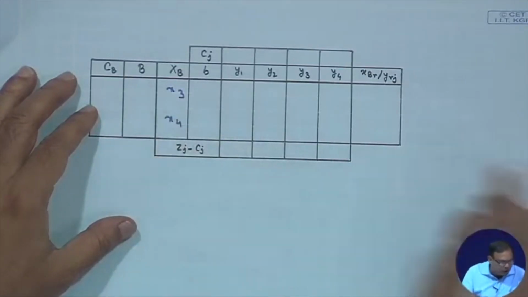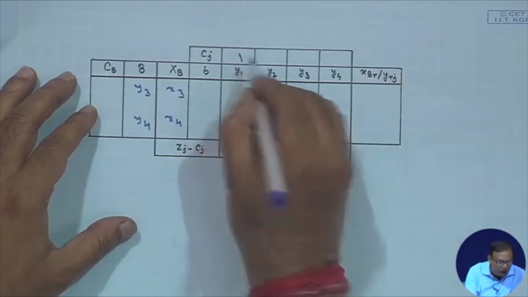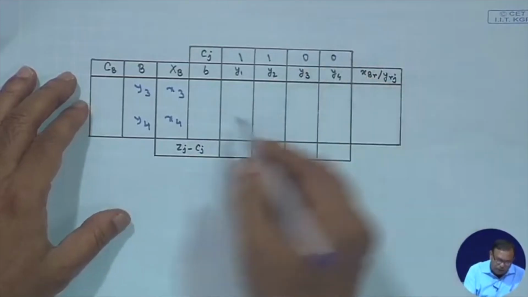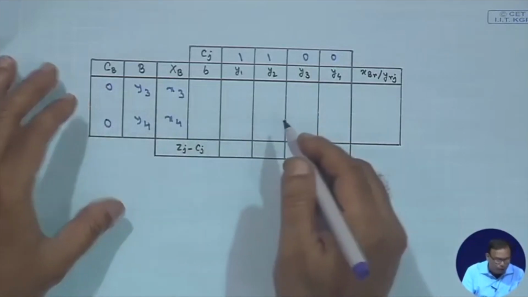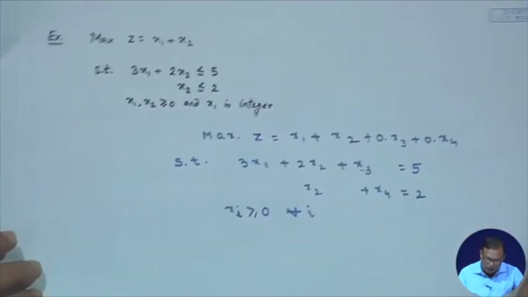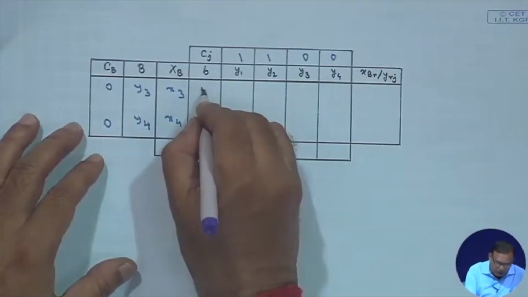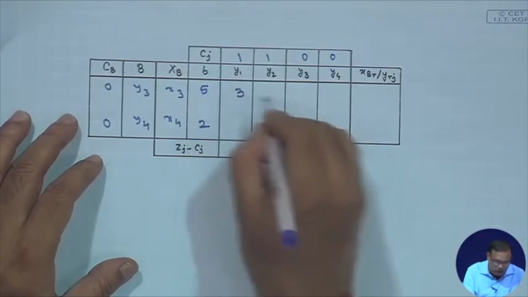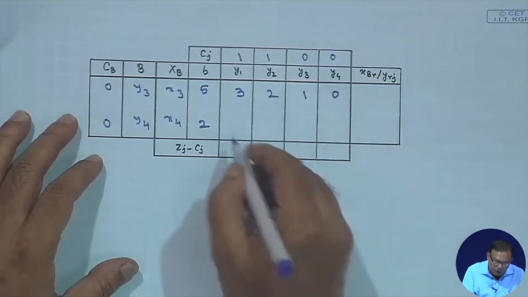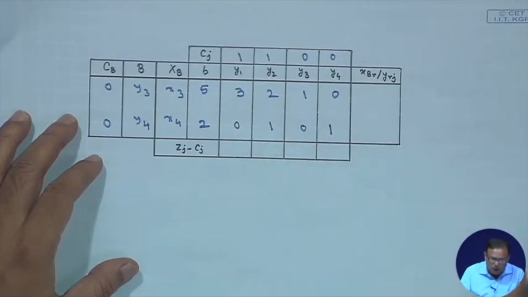So, in the first table x3 and x4 are appearing. Here I have y3 and y4. The values of the coefficients are 1, 1, 0 and 0. The objective function coefficients corresponding to x3 and x4 are 0. Your b values for this problem are 5 and 2, and then you have 3, 2, 1 and 0, 0, 1, 0 and x4 coefficient is 1. So, you are forming the initial simplex table.